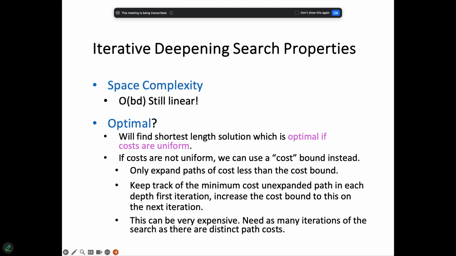Yeah. And in general, iterative deepening search, this IDDFS, assumes unit cost edges.